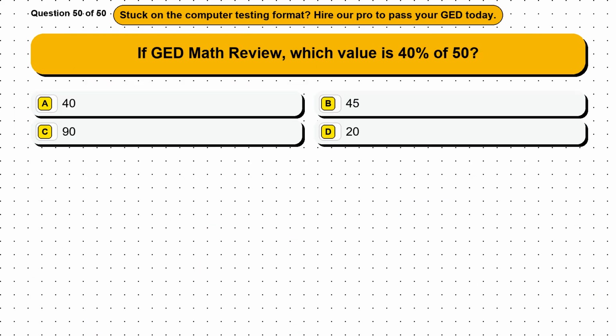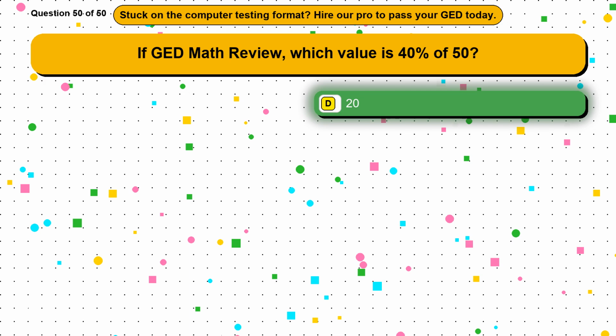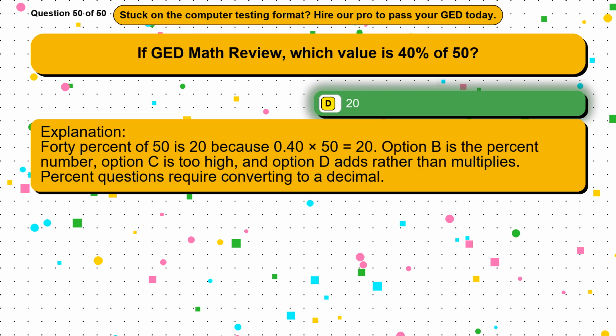Question 50. If GED Math review, which value is 40% of 50? Option A, 40. Option B, 45. Option C, 90. Option D, 20. The correct answer is option D. 20. 40% of 50 is 20 because 0.40 times 50 equals 20. Option B is the percent number, option C is too high, and option D adds rather than multiplies. Percent questions require converting to a decimal.